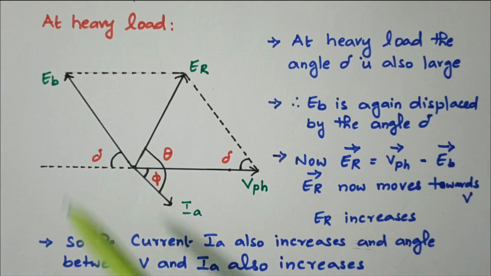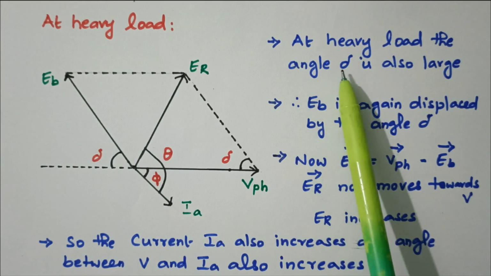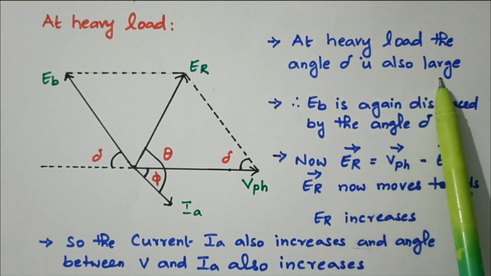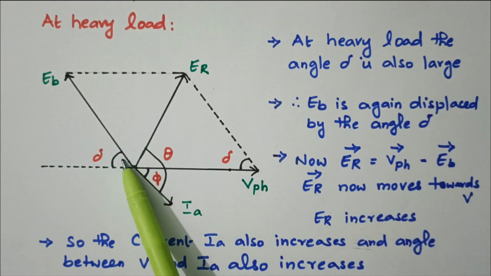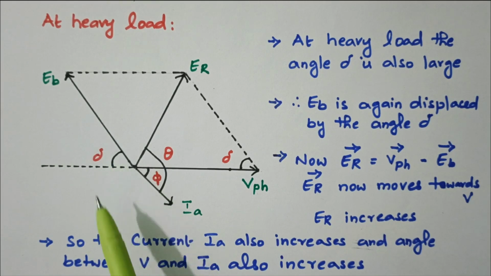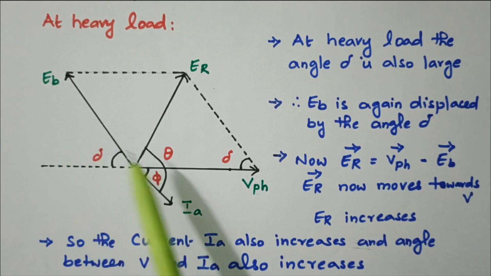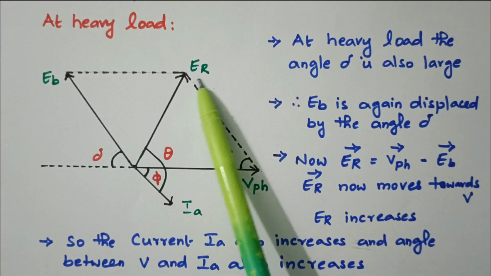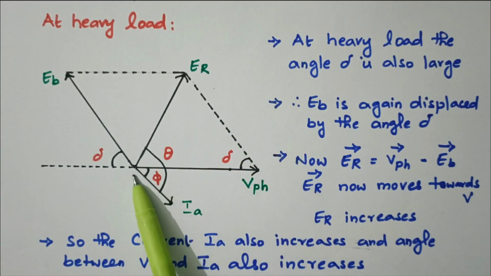So this is the heavy load. The phasor diagram is almost the same, the only thing is that in the heavy load the angle delta is large, this angle is more. So V phase and EB are displaced by an angle of delta. The vector difference between EB and V phase is the resultant voltage ER. The current IA exists, opposite to the phase of EB.